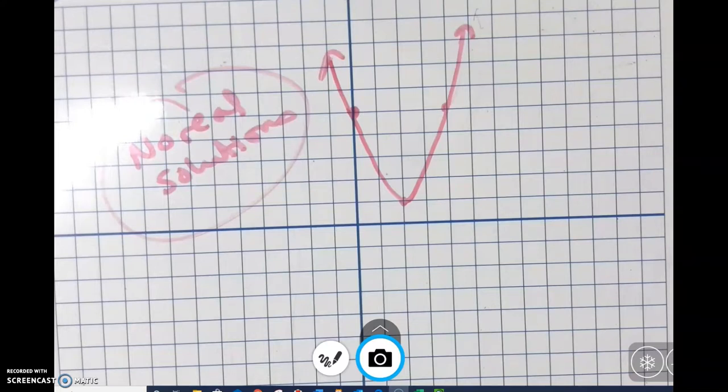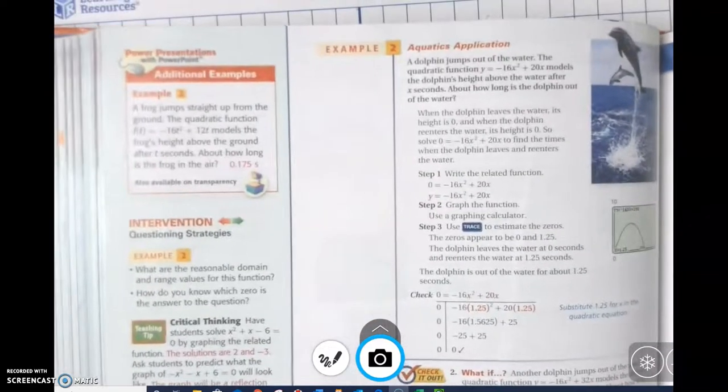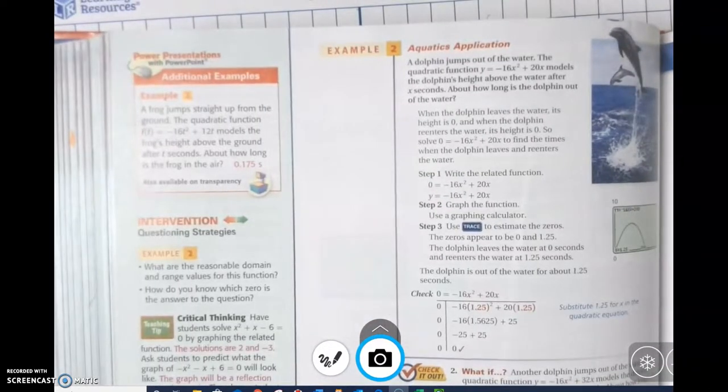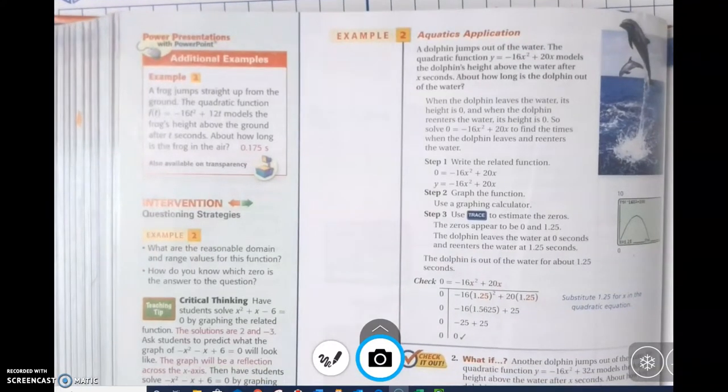Okay, and the last one is example 2. It's just like a real world problem. It says a dolphin jumps out of the water. The quadratic function y equals negative 16x squared plus 20x models the dolphin's height above the water after x seconds. About how long is the dolphin out of the water?